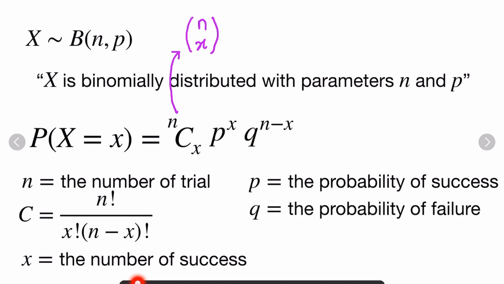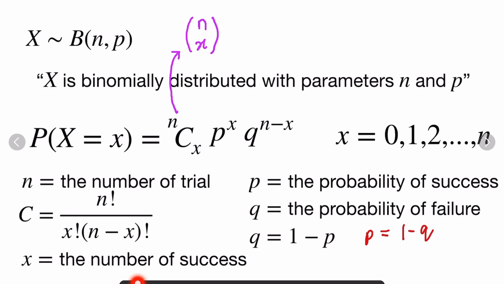Q to the power of N minus X. How to find Q? Kalau nak cari Q, 1 minus P. Kalau nak cari P, 1 minus Q. Complement of each other. So kalau I ada probability of success 0.7, what is the probability of failure? 0.3. Very good. This is the formula for binomial.